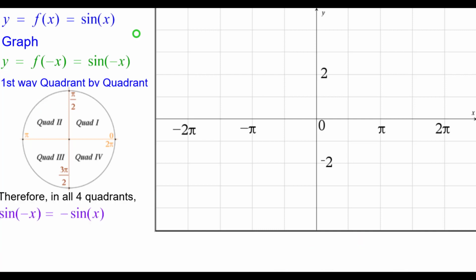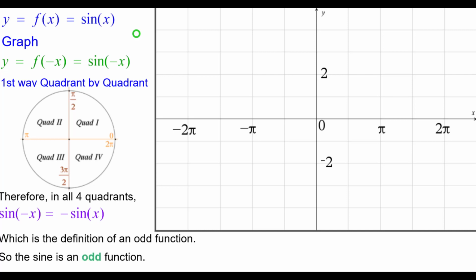Therefore, in all four quadrants, the sine of the opposite of a number is equal to the opposite of the sine of the number, which is the definition of an odd function. So the sine is an odd function.